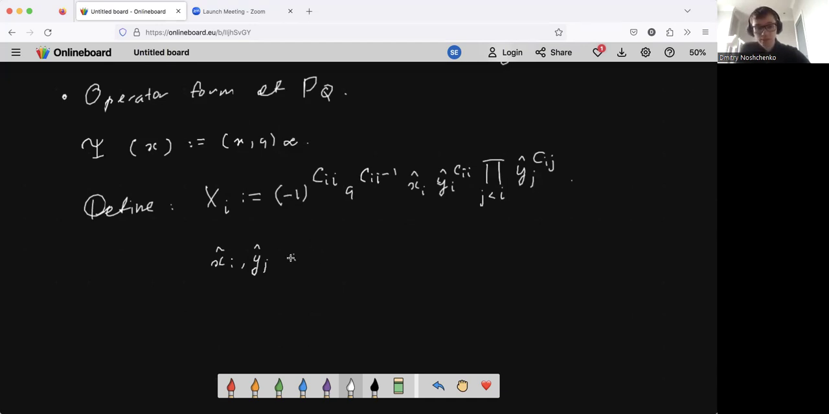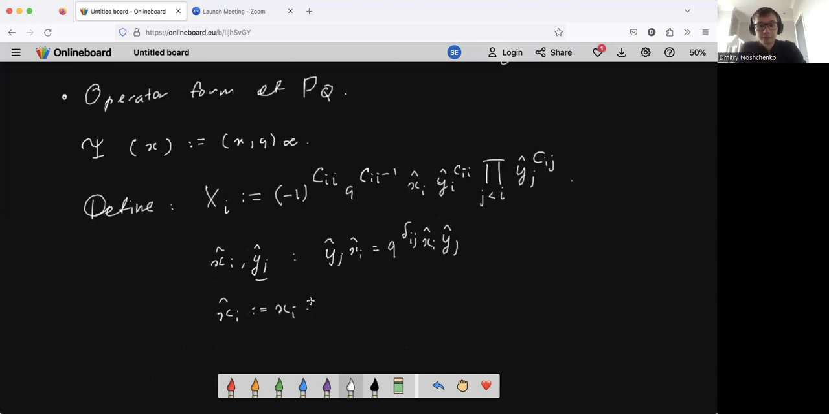So yj acts as an operator commuting with xi, and this would give q to the power delta ij, xi yj. And the xi's are just identified with the usual generating variables, so they're like classical parameters.